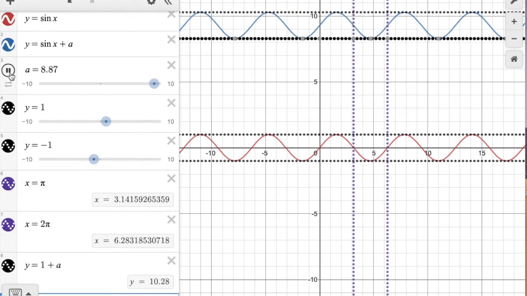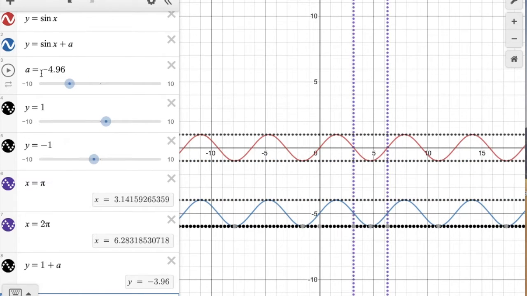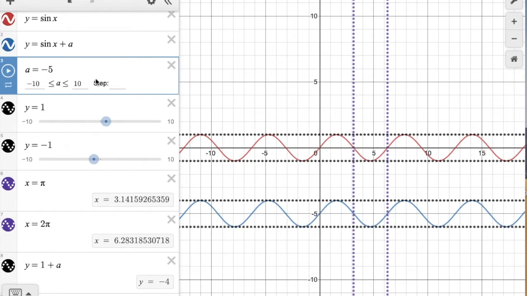So let's see when a decreases. When it arrives at negative, the original curve seems to move downwards, because plus a negative means you are subtracting. Say you have a = -5, right? Then the blue graph will be sin x - 5.